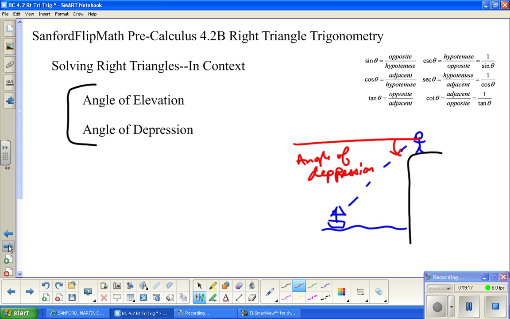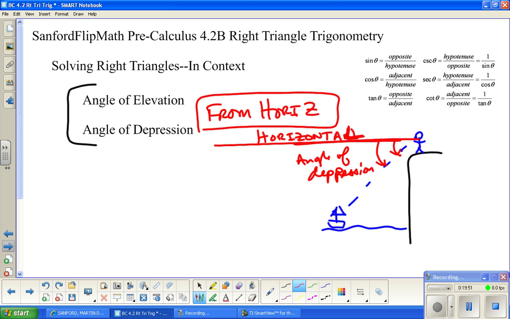because the natural inclination is to look horizontally. Horizontal is left to right, vertical is up and down. The natural inclination for a human when standing or sitting is to look horizontally. And then if you're going to look down, you have to depress your view. Angle of depression is always from the horizontal. It's never with the vertical.